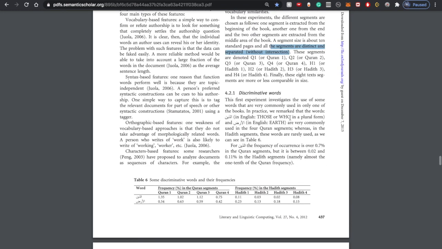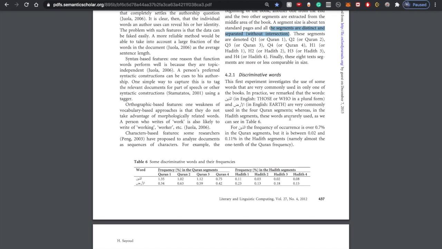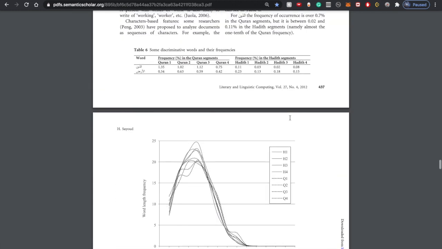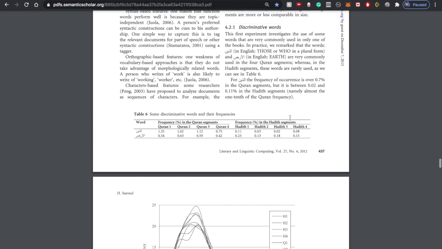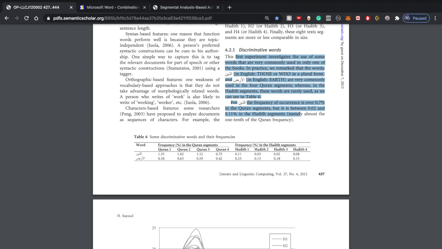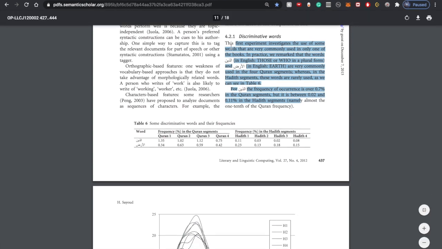Okay? So let's start with discriminative words. So words that are most commonly used in one book, but not in another. In this case, they saw that the words al-lazina, which means those, and the word al-ard, which means earth, are very commonly used in the 4 Quran segments, whereas in the Hadith segments, these words are rarely used.